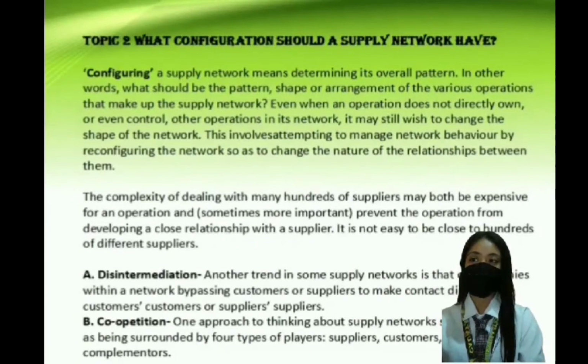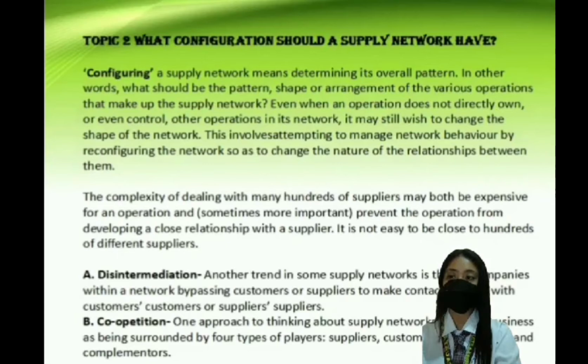Topic 2. What configuration should a supply network have? Configuring a supply network means determining its overall pattern. In other words, what should be the pattern, shape, or arrangement of the various operations that make up the supply network. Even when an operation does not directly own or even control other operations in its network, it may still wish to change the shape of the network. This involves attempting to manage network behavior by reconfiguring the network so as to change the nature of the relationships between them.